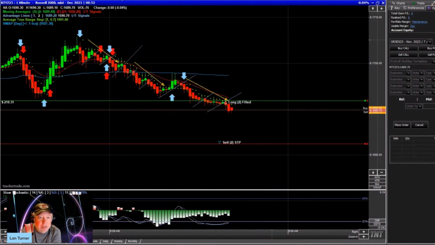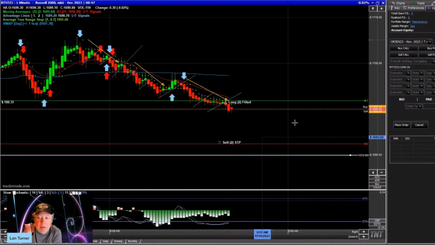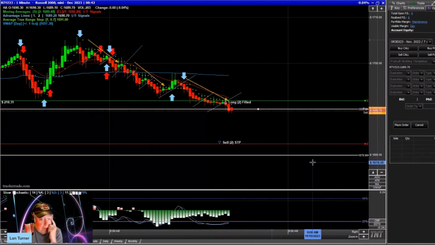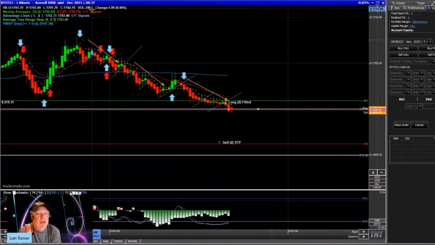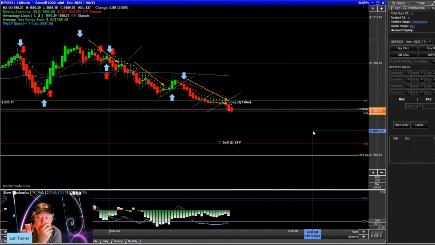1680 is the next pivot point. And the other one is right there at 1690. That's our pivot point right there. So it came down to the pivot point. So let's pivot on the pivot point, buddies. Come on, let's do that. Should we pivot on the pivot point?